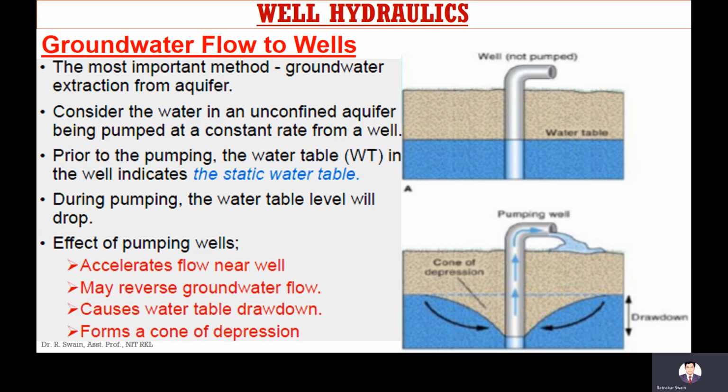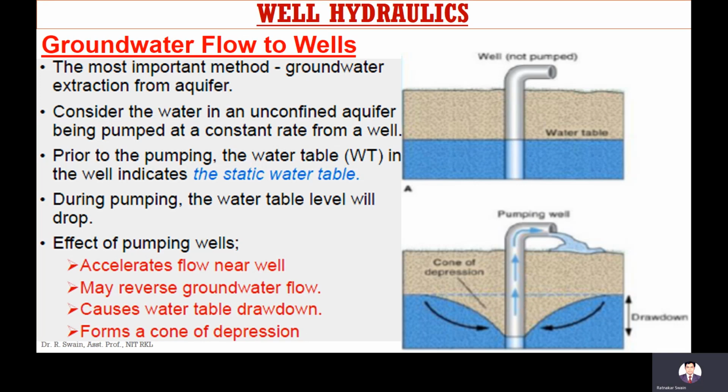Means how the flow occurs between the groundwater and the wells when we are pumping the groundwater through the wells. We know the well is the most important method of groundwater extraction. Consider the water in an unconfined aquifer being pumped at a constant rate from a well. Okay, let's consider a confined aquifer first, pumped at a constant rate from a well.